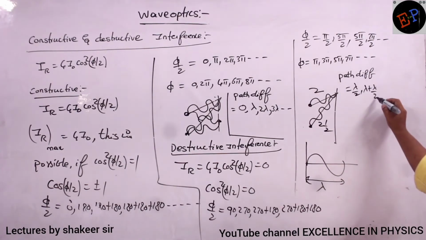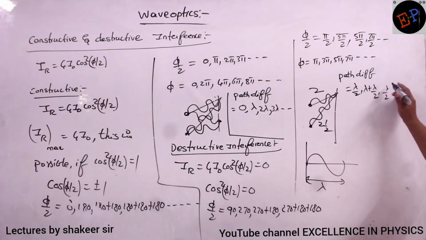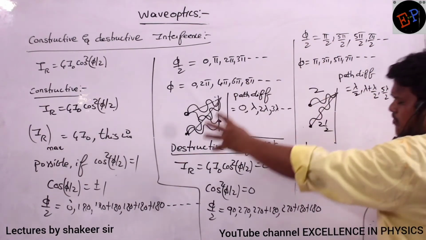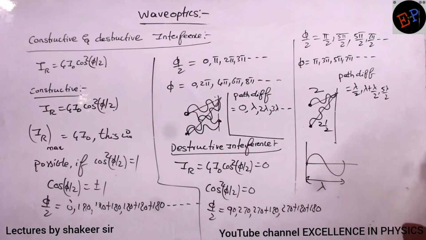Okay? So total this much is how much? 3 λ/2, 5 λ/2, 7 λ/2, like this. Understood? These calculations are very, very important. They will ask you questions on these. So listen very carefully.